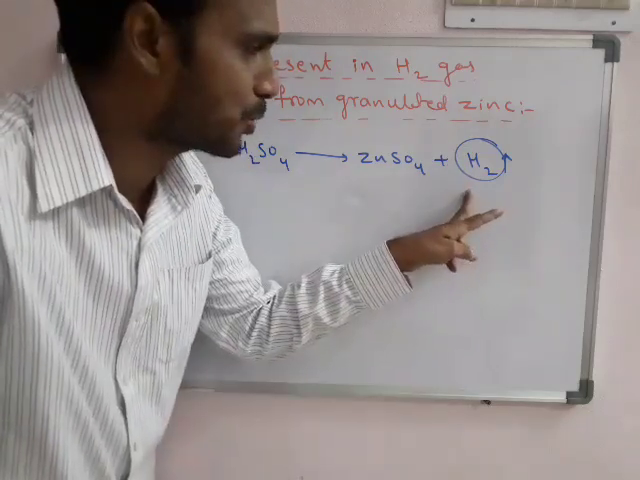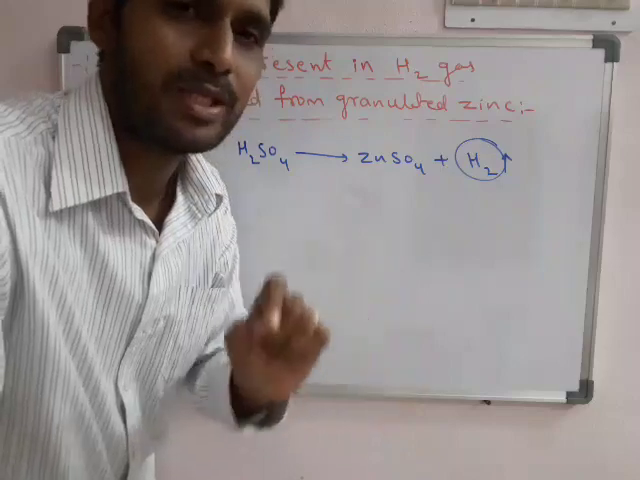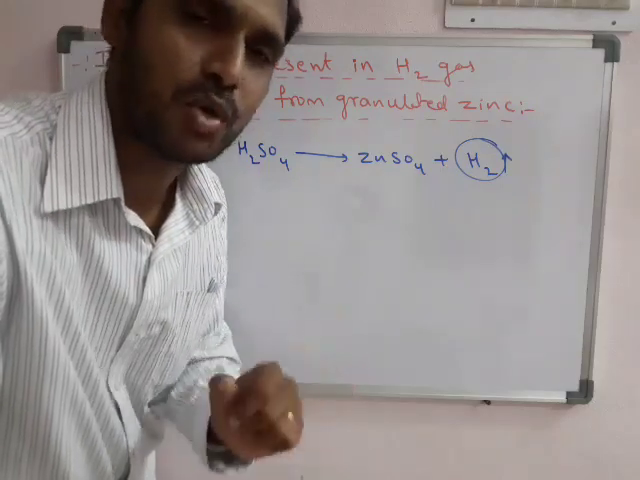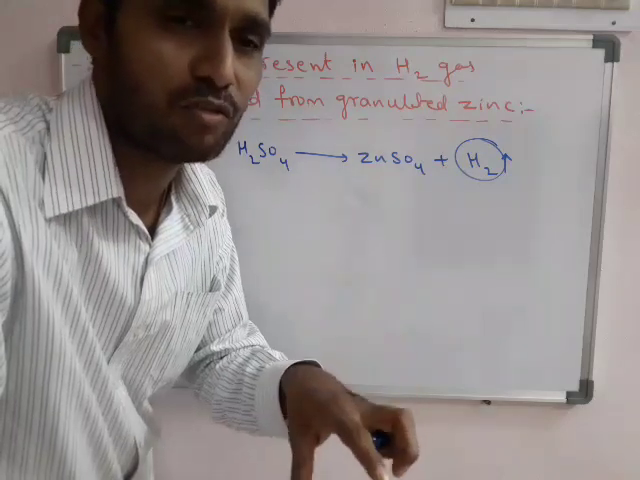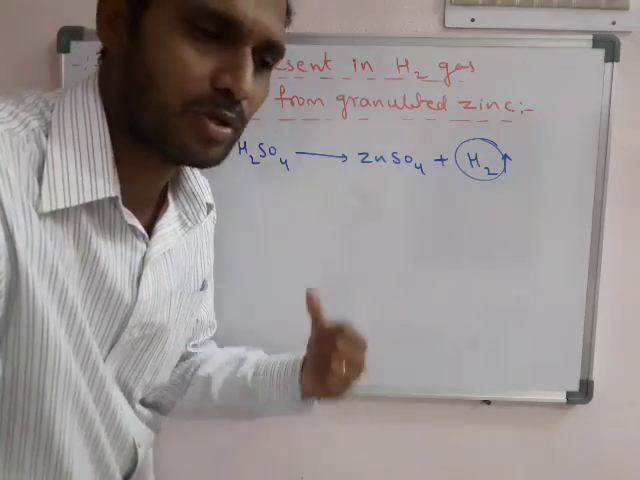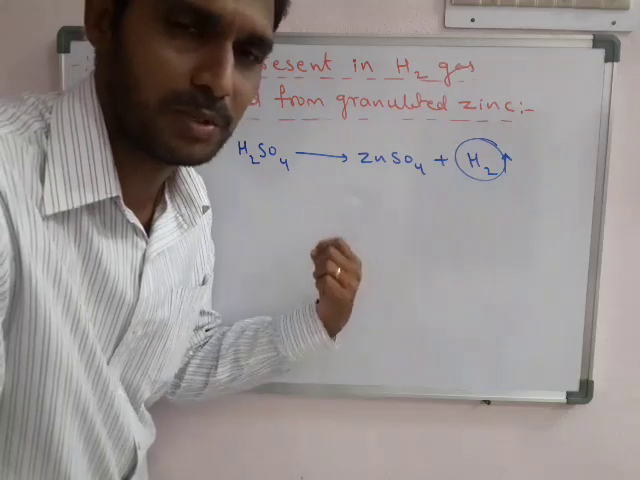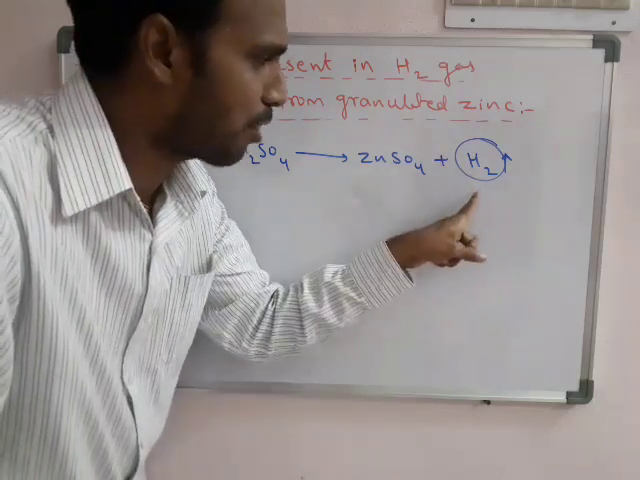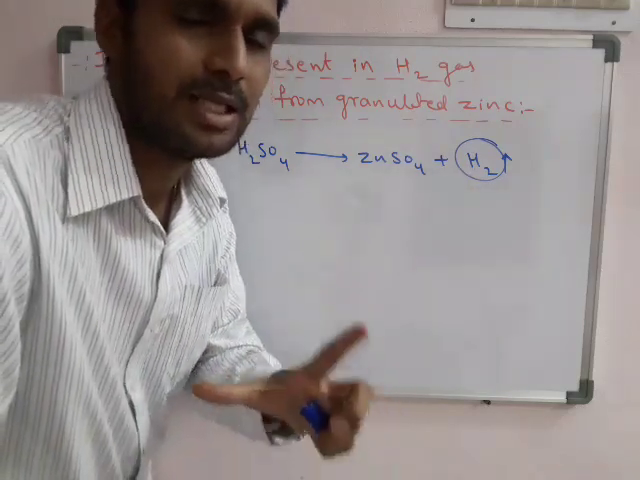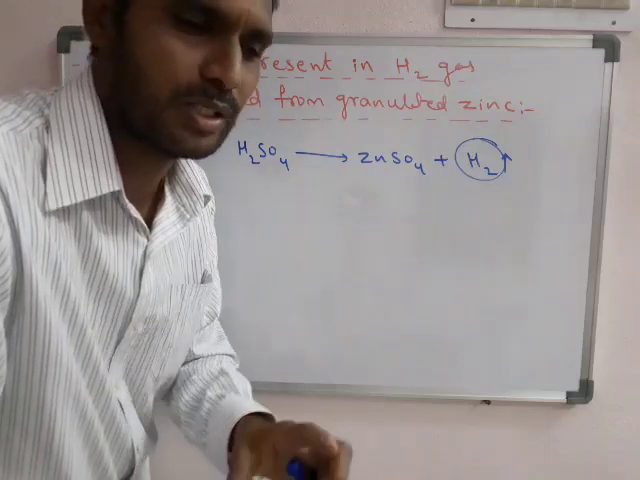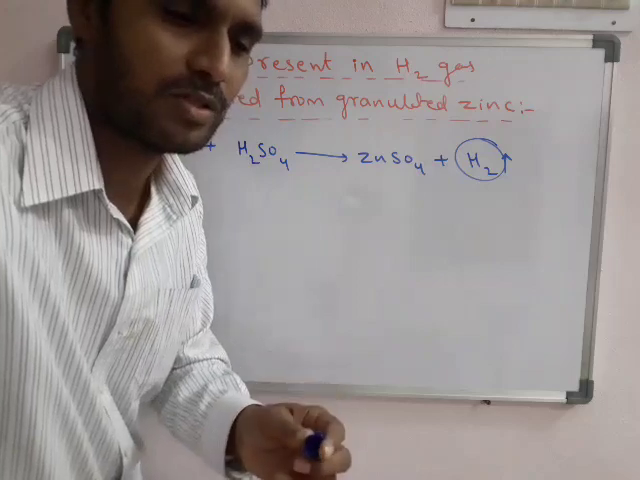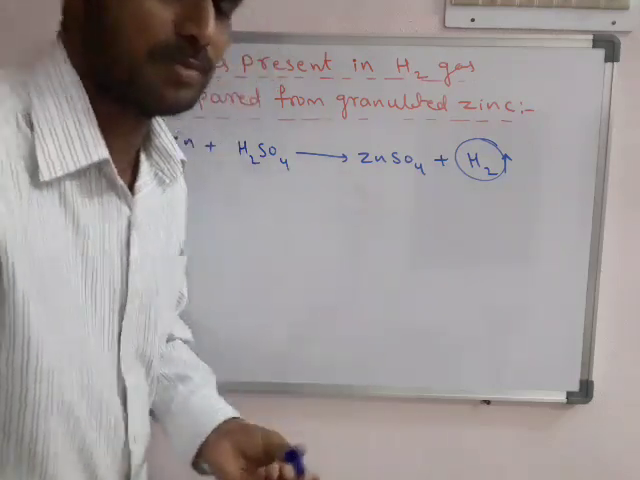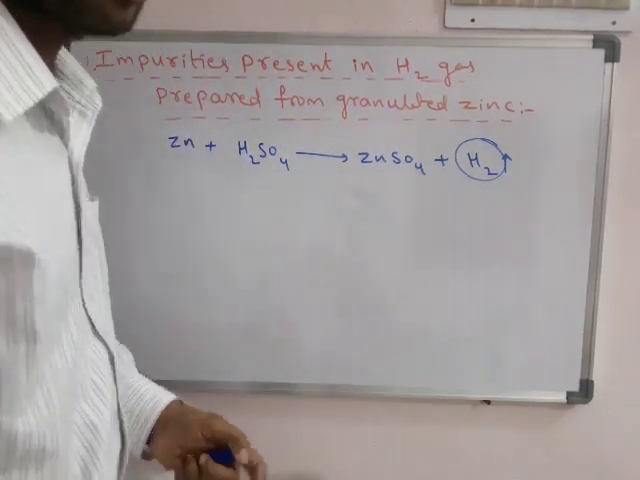The H2 gas formed here has some impurities. Why is it not pure? Because we already took the granulated zinc, which itself contains some impurities as it is an impure form of zinc. So the H2 gas formed also contains some impurities, not only one but many. Now we check what impurities are present in it.